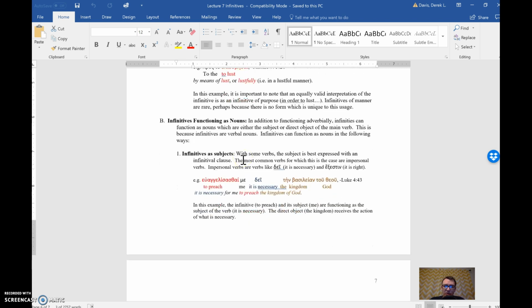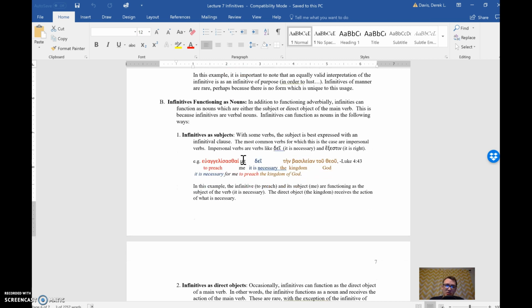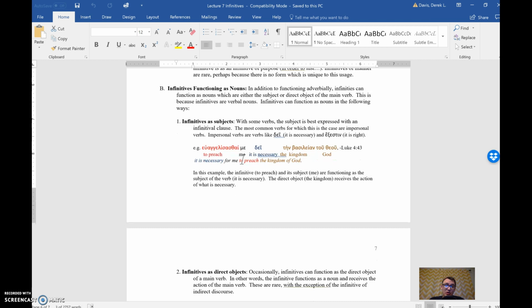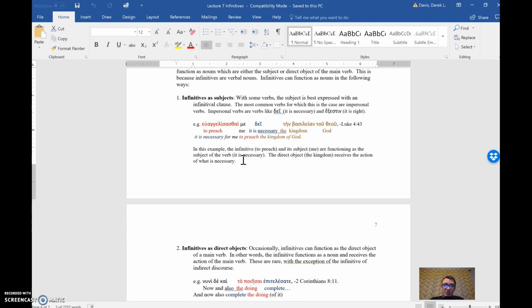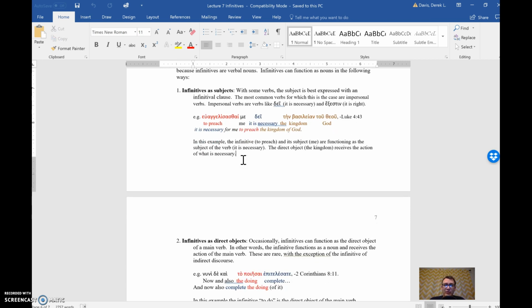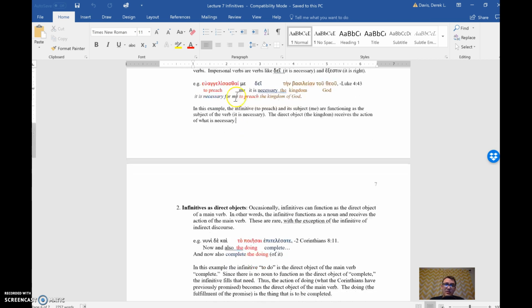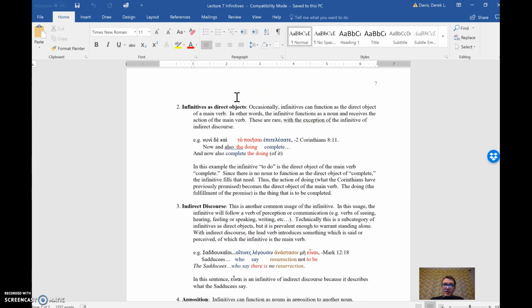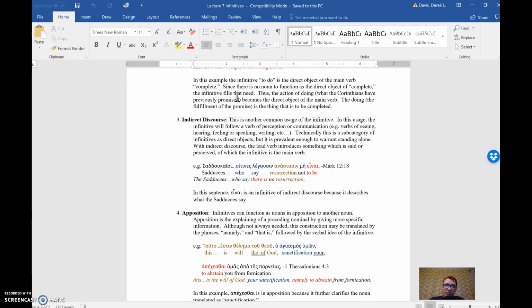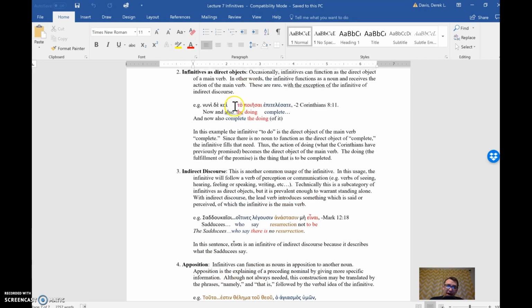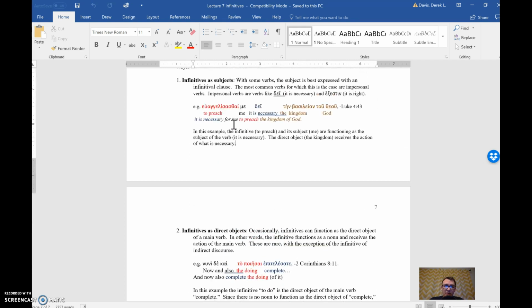The last category that we're going to look at is when an infinitive is functioning as a noun. And what I mean by that is you're going to have to go back to our understanding of nouns, and you're going to have to interpret these particular infinitives with the idea that they're functioning as the subject, the object, as a manner of indirect discourse, or in apposition to another noun. Okay, so let me explain what I mean by that.